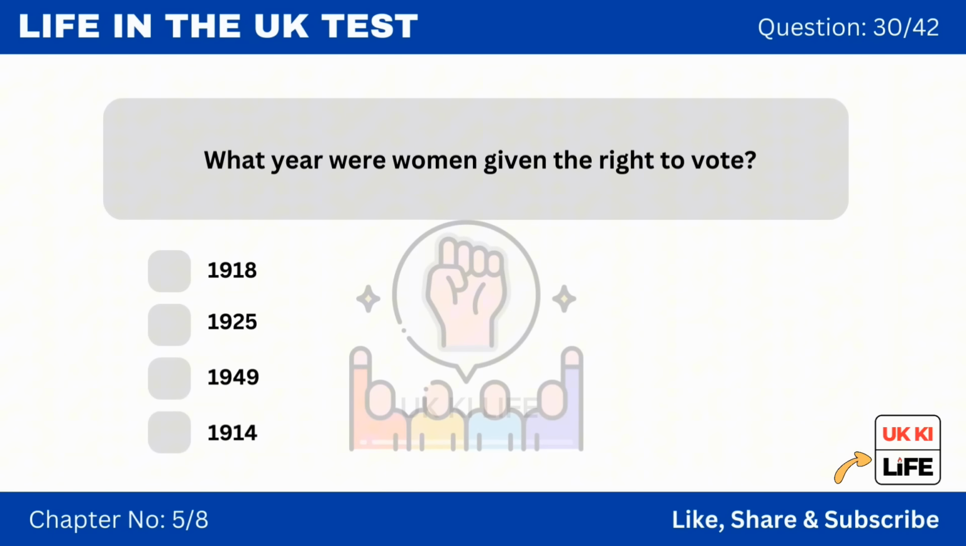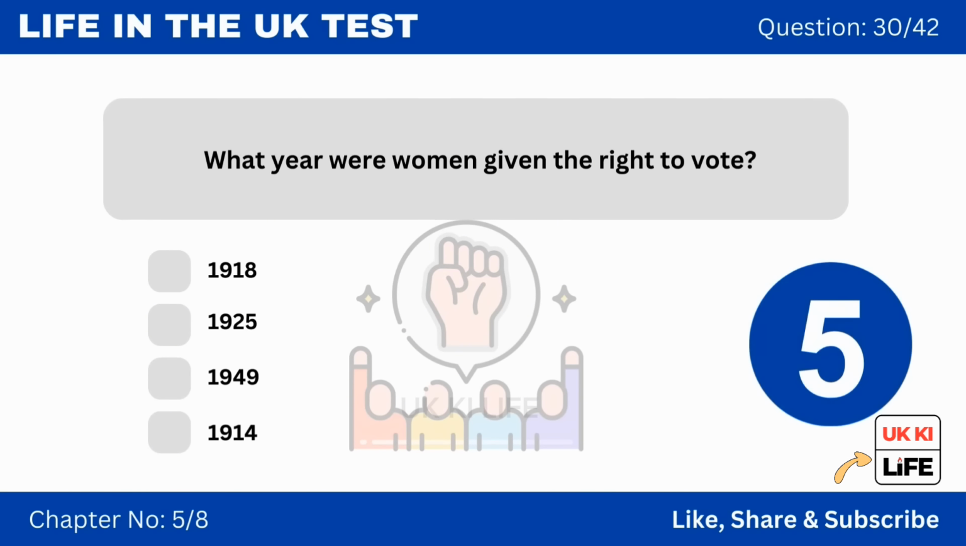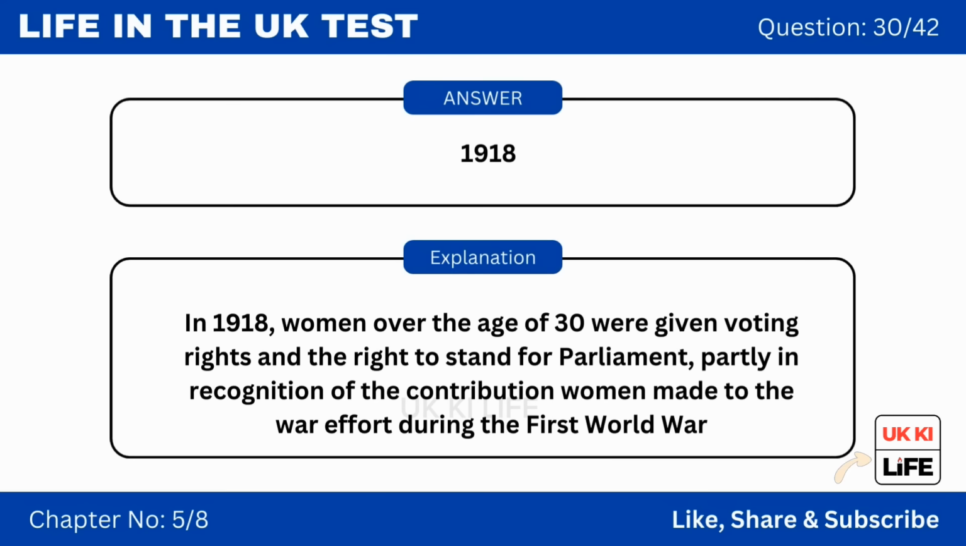Question 30. What year were women given the right to vote? 1918, 1925, 1949, 1914. The correct option is A. Explanation. In 1918, women over the age of 30 were given voting rights and the right to stand for Parliament, partly in recognition of the contribution women made to the war effort during the First World War.